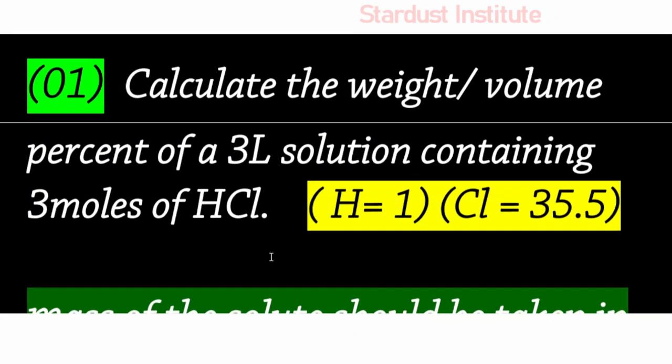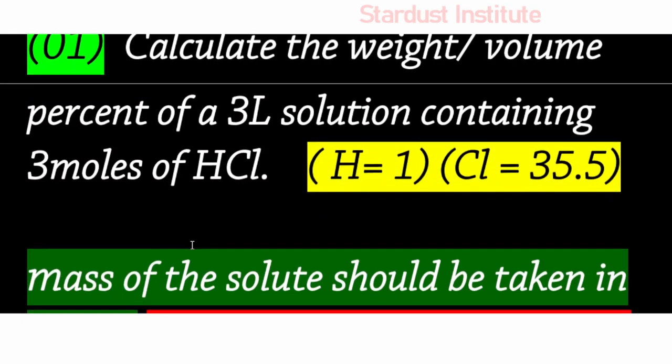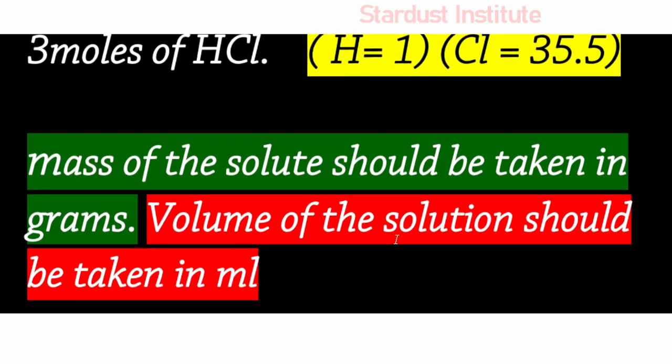First one: calculate the weight volume percent of a 3-liter solution containing 3 moles of HCl. Molar masses have been given: hydrogen 1, chlorine 35.5. We must remember that the mass of the solute should be taken in grams, and the volume of the solution should be taken in milliliters.